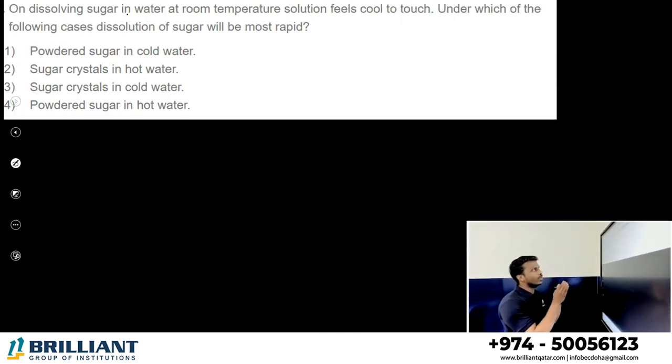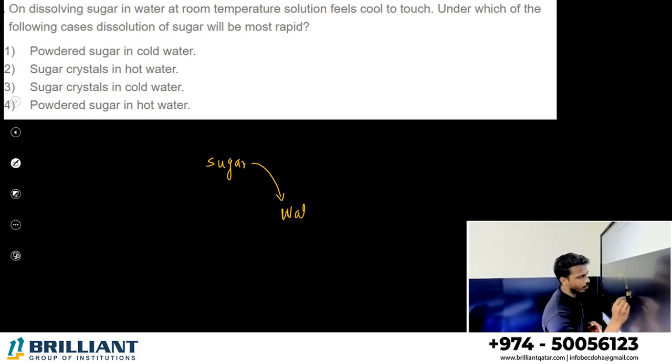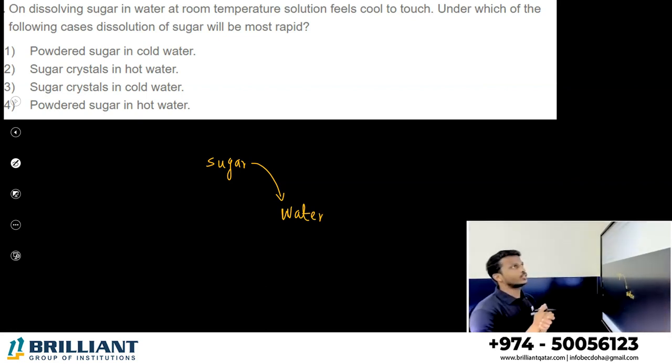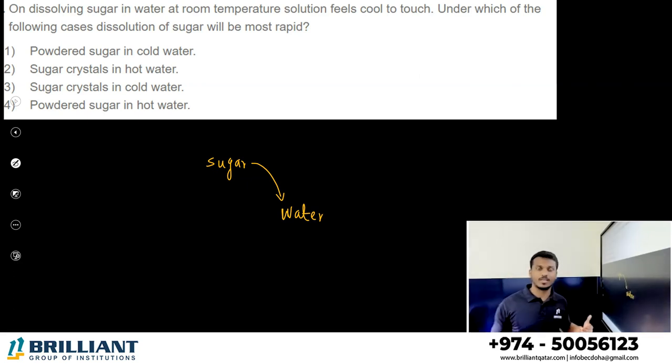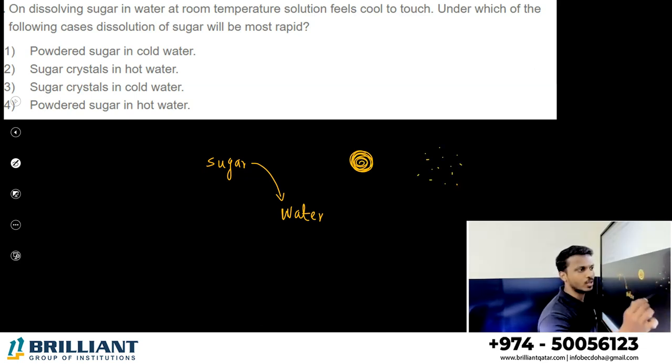On dissolving sugar in water, okay, we have sugar. We are going to dissolve sugar in water, alright? At room temperature, the solution feels cool to touch. Under which of the following cases will dissolution of sugar be most rapid? In which of the cases can you dissolve sugar very fast in water? Powdered sugar or sugar crystal? If you consider a sugar crystal and powdered sugar, which is better to dissolve, dear student?